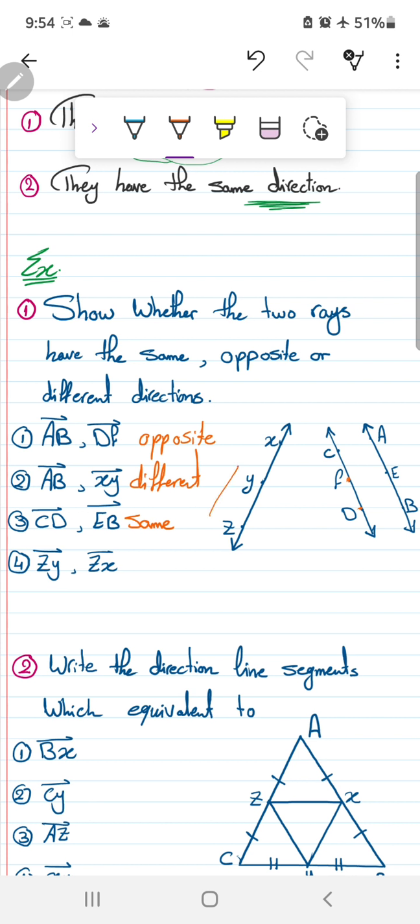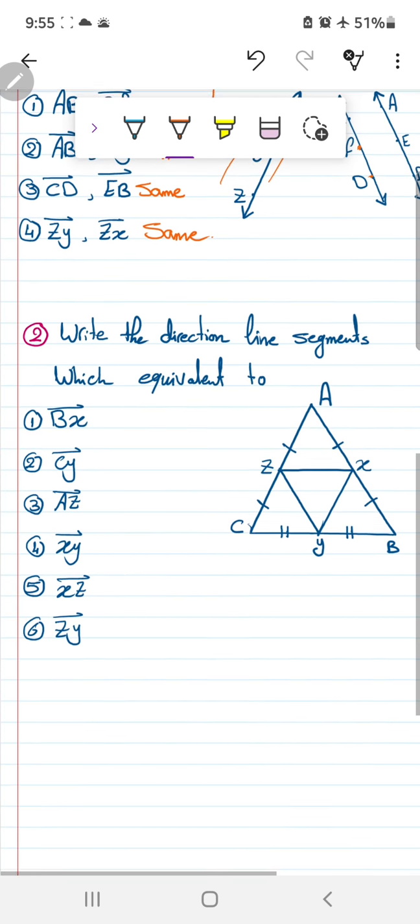The last one, ZY in this direction, ZX also in this direction, and they are on the same straight line, collinear, coincident, so they are parallel. If we have them on the same straight line or coincident, it's a special case of parallel, so they are in the same direction, so they have the same direction.